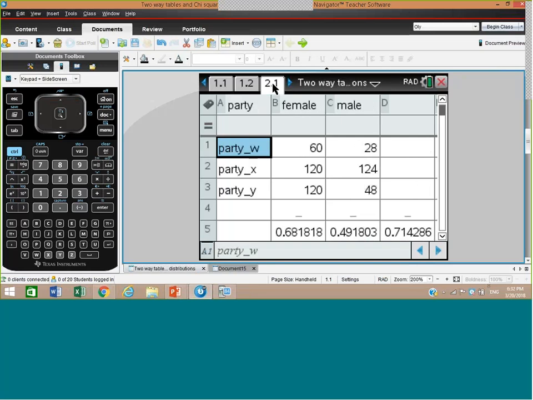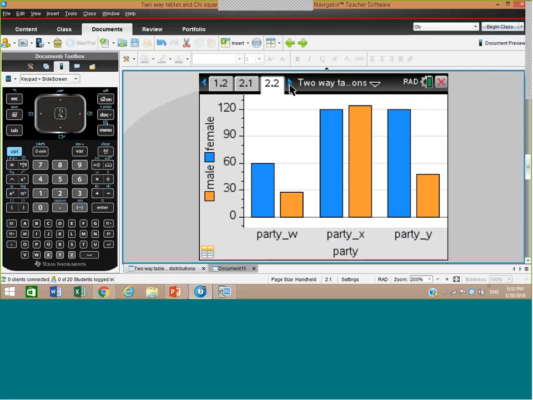So here I've added a new problem. Notice the tabs say 1.1, 1.2. That's where we had the old table and the old graph. And now I have a new problem, 2.1. This is the new variable I was talking about, called party, and it has elements called party W, party X, and party Y. We still have the same information about males and females, but I guess that would be the transpose of the other table. That allows us to make bar graphs where party is the variable on the horizontal, and then male and female are our summary Y variables.